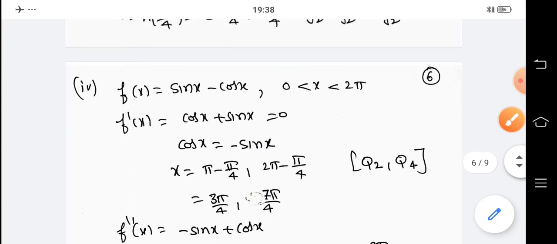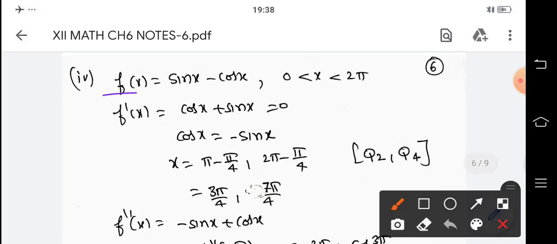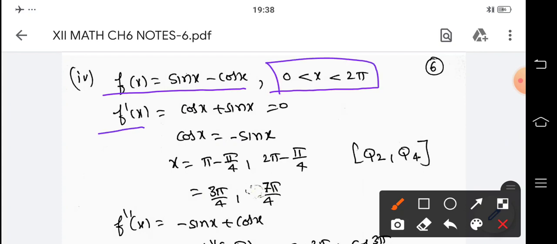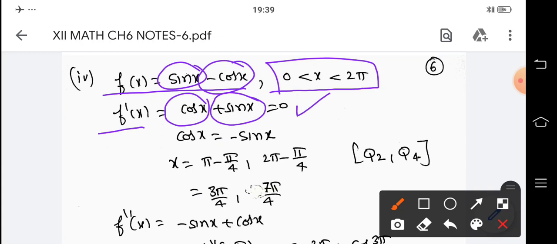Fourth question. F of x is equal to sin x minus cos x between 0 and 360 degrees. 2 pi means 360 degrees. F dash of x: the derivative of sin x is cos x, the derivative of cos x is minus sin x, so minus cos x gives plus sin x. Which is equal to 0, which is the first derivative test.